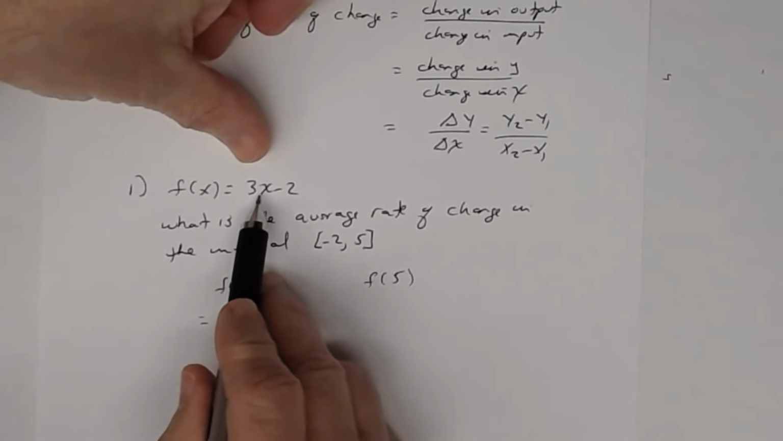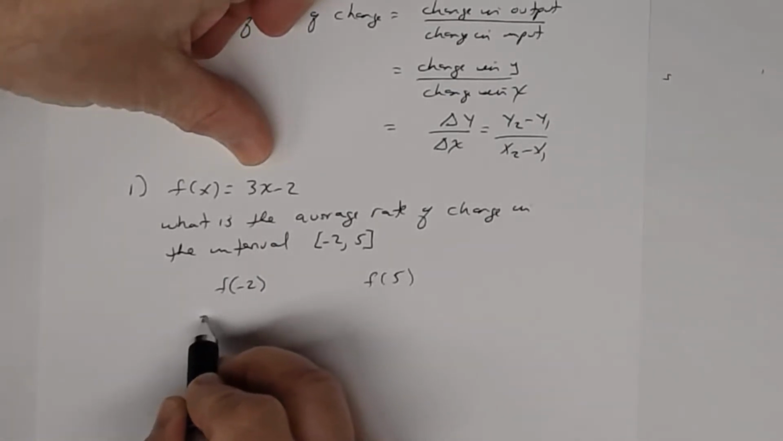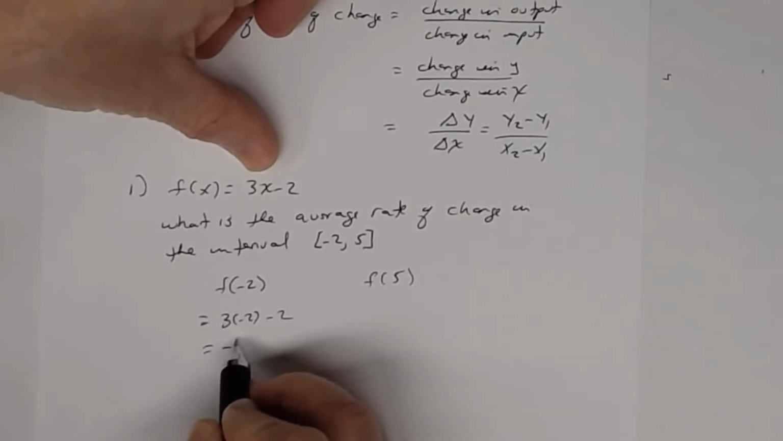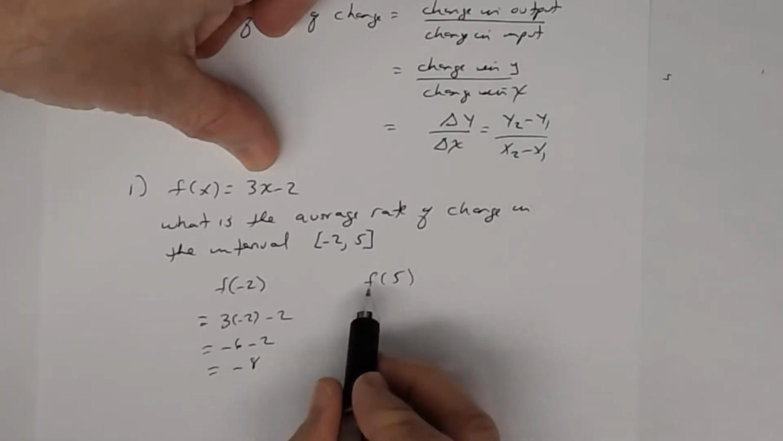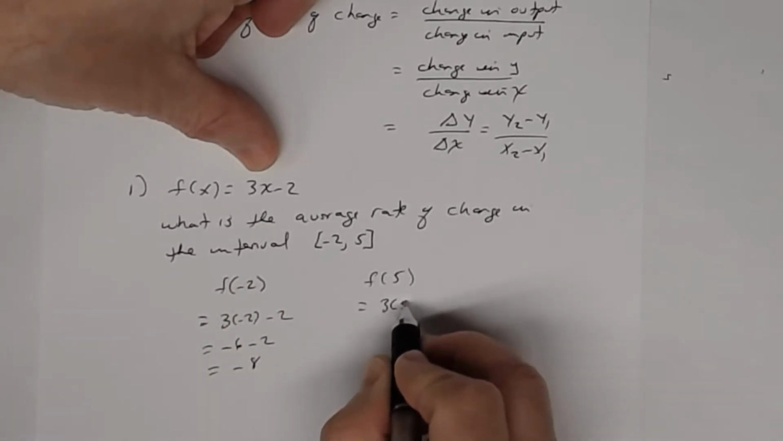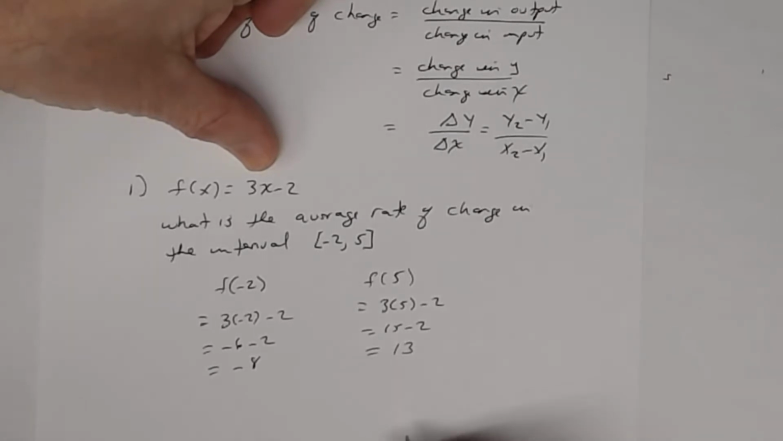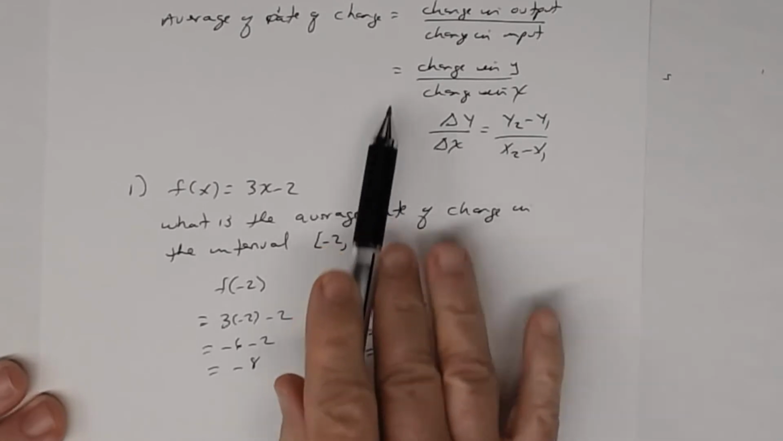You just go to your function f, and where we see the variable x, substitute -2. So f of -2 would be 3 times -2 minus 2. So that's -6 minus 2, which is -8. So f of -2 is -8. F of 5, you do the same thing. So f of 5 will be 3 times 5 minus 2. So that's 15 minus 2, which is 13. Okay, so now let's go ahead and find the average rate of change.